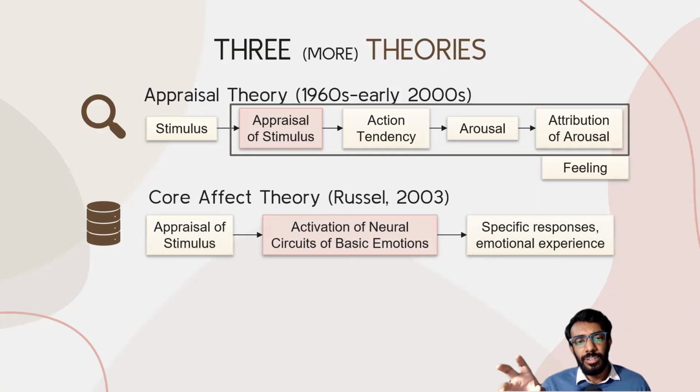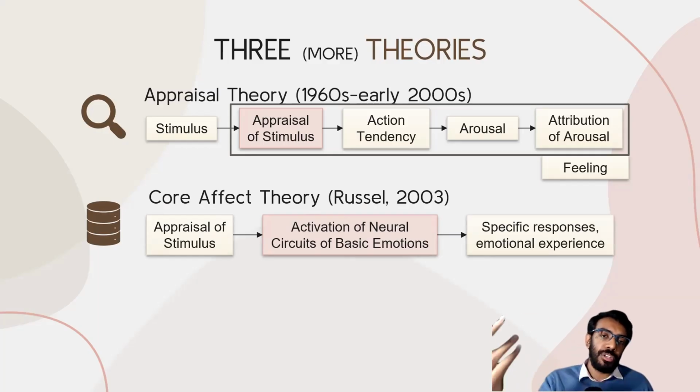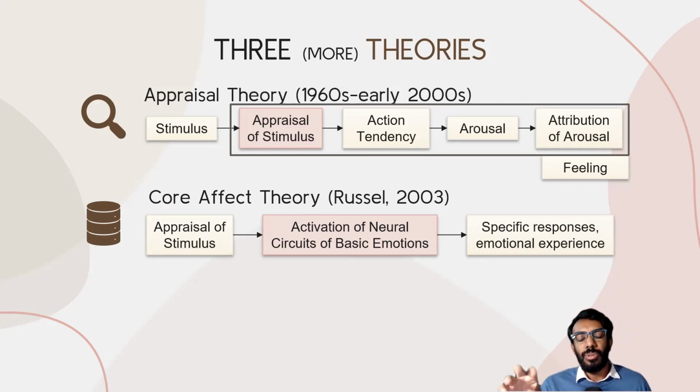Russell in 2003 sort of added on to this. So these three theories are sort of adding on to each other, even adding on to Schachter-Singer as well, because attribution is still there in all of these. What Russell said is that following the appraisal of the stimulus, the first step in red on top, there is an activation of neural circuits of basic emotion.